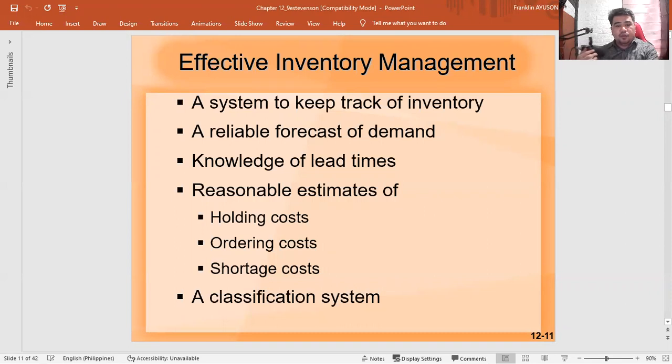So that by the time the order comes in or is in transit, just in time, the organization's inventory will run out and it will be replenished by the incoming inventory. A reasonable estimate is also part of effective inventory management. That includes holding costs, ordering costs, and shortage costs. And of course, a clear and efficient classification system for our inventory.